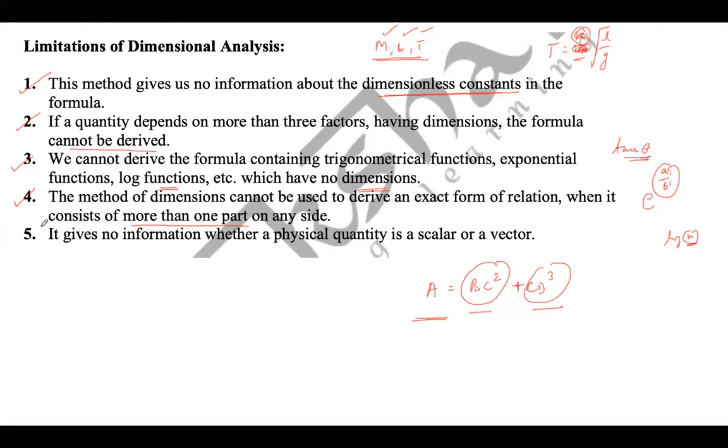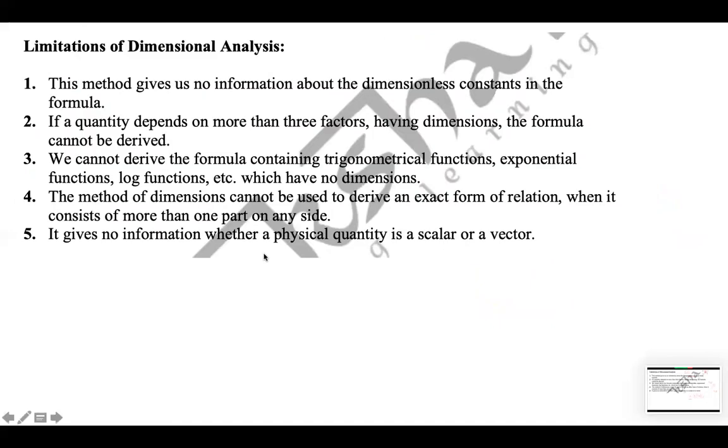Fifth one is it gives no information whether a physical quantity is scalar or vector. So we don't know whether a physical quantity is scalar or vector when we derive it by using dimensional analysis. Is it clear, children?